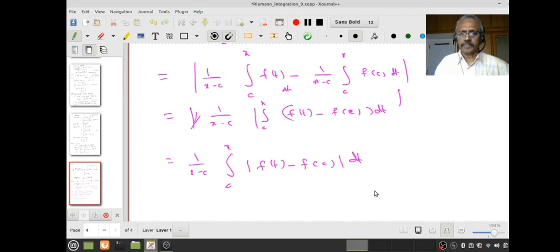Now I think all of you get a eureka moment. What do you think I should use? I want to say this is less than epsilon. So what should I use now?